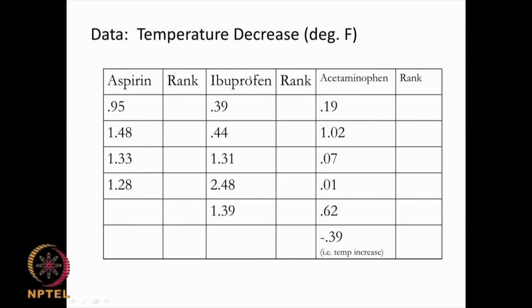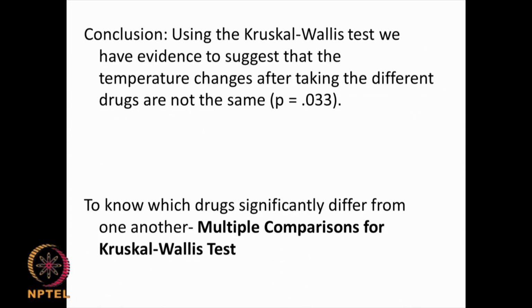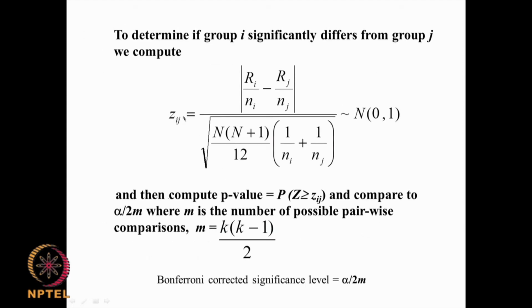Is there a statistically significant difference between these 3 drugs? How do you go about doing that? There is another test, which tells which drugs significantly differ from one another. There is something called multiple comparisons for the Kruskal-Wallis test. So from the Kruskal-Wallis test we concluded there is a statistically significant difference between these 3 drugs. And now how do you find out which drug is statistically different? So to determine that, there is another formula like this.